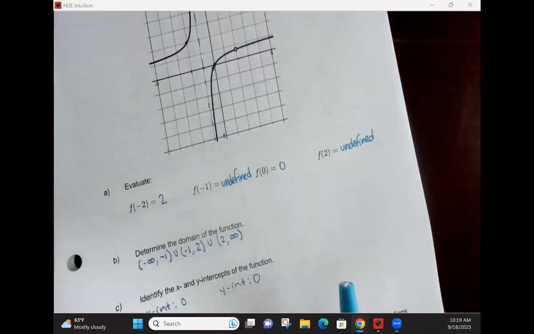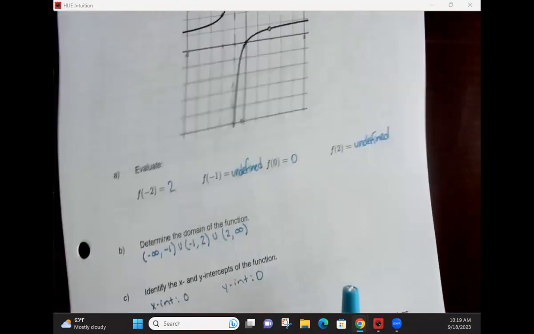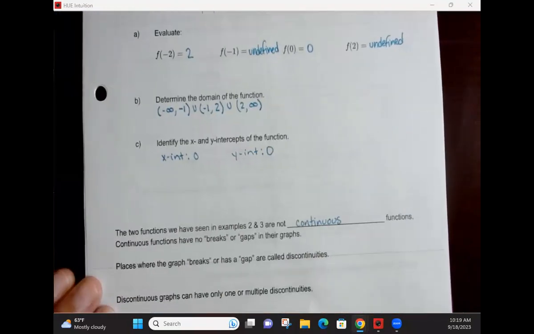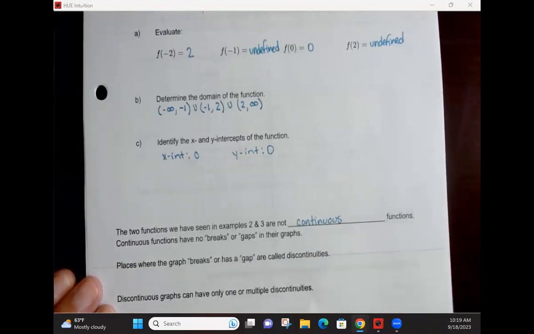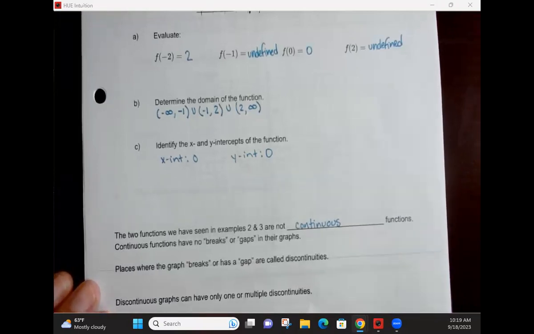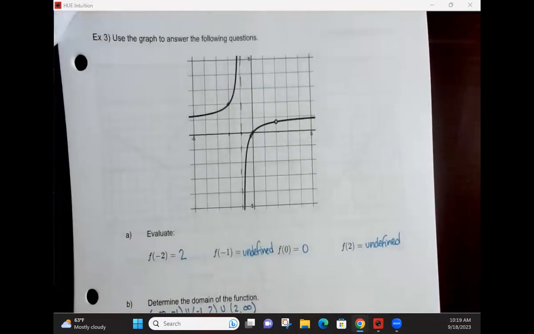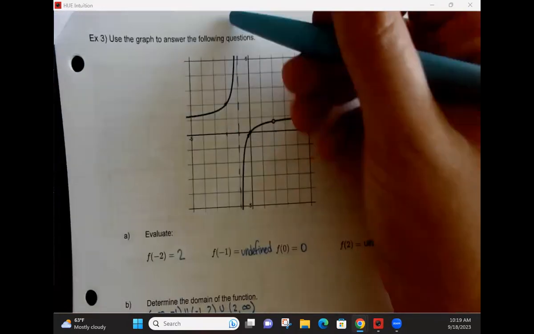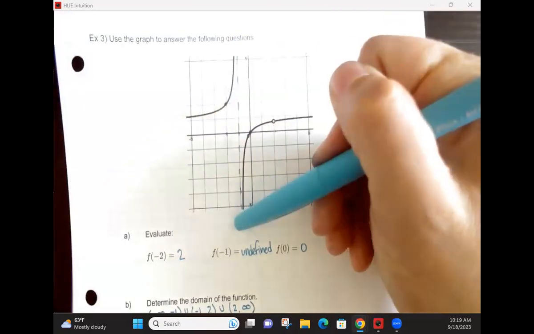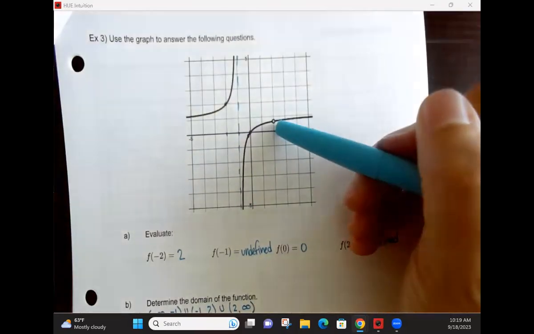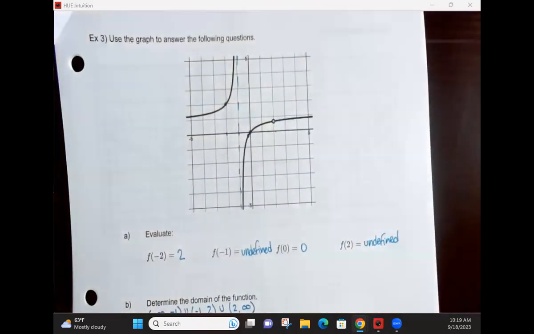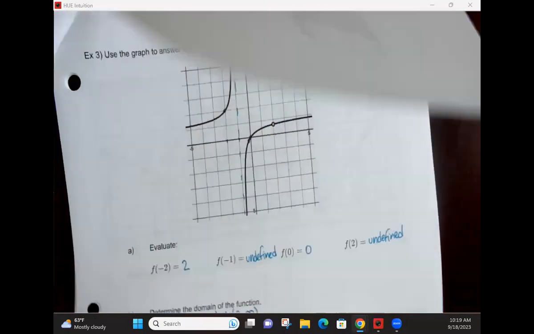Okay, discontinuous graphs, like what we've seen for several of our examples so far, can have multiple types of discontinuities and multiple discontinuities of the same type or of different types in our graph. So for example 3, this is an example of a graph that has 2 different types of discontinuities. We have this sort of split in my graph here. We've got a hole over here. Those are 2 different discontinuities.